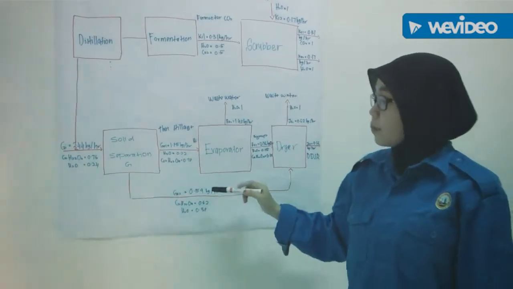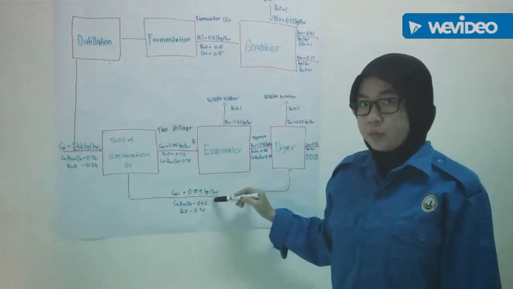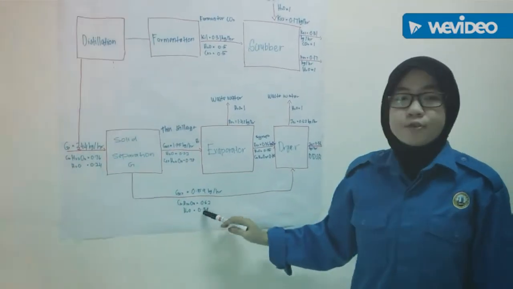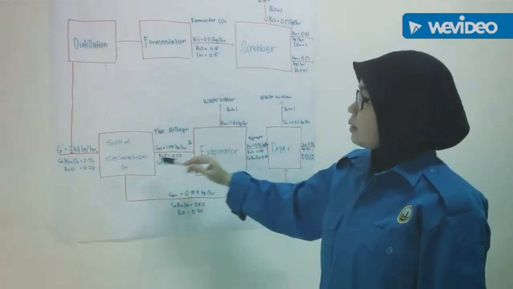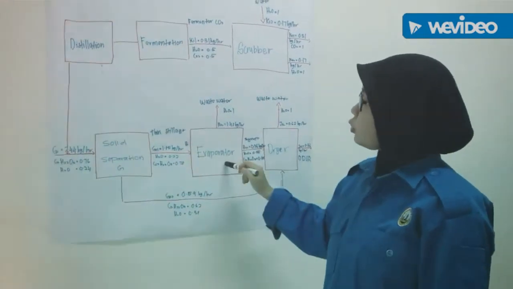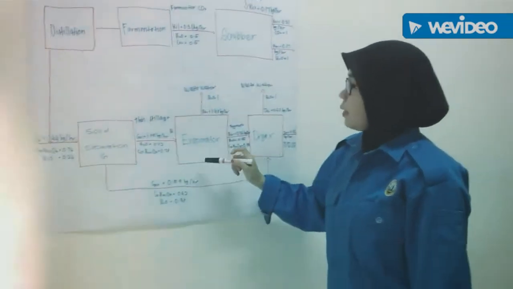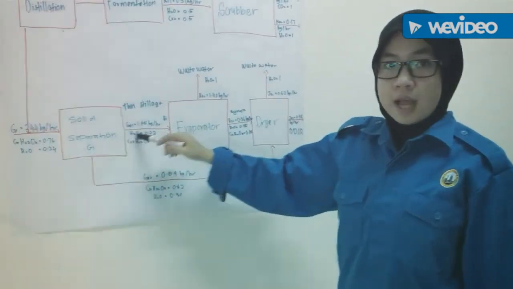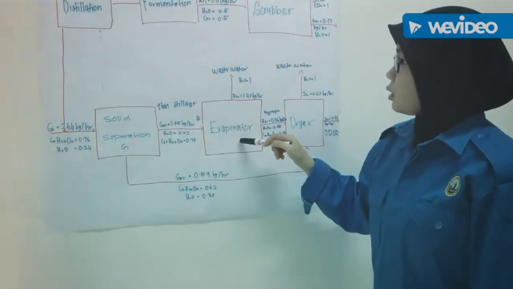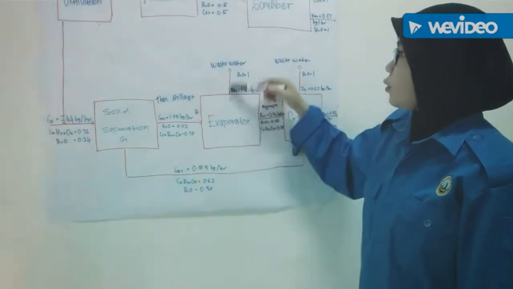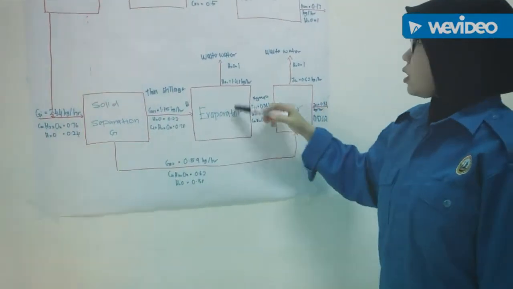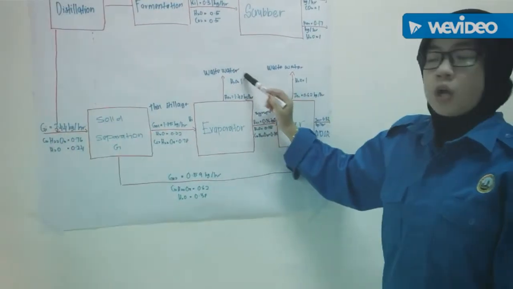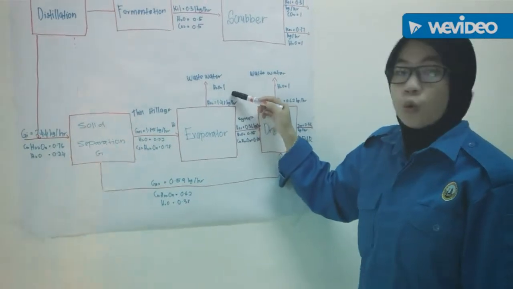At this state the mass flow rate is 0.59 kg per hour, and the sucrose is 0.62 and water 0.38. After that, after the solid separation, we will go to the evaporator. Then this state is the thin stillage. From the thin stillage, it will come to the evaporator, and then the evaporator will separate into two parts, which are wastewater and the syrup.